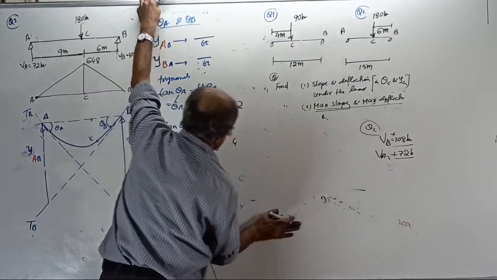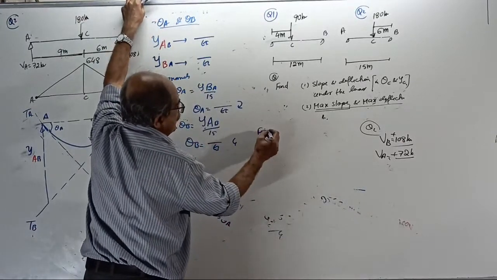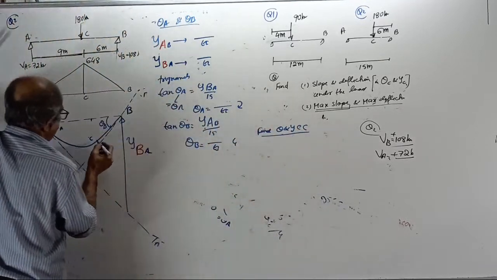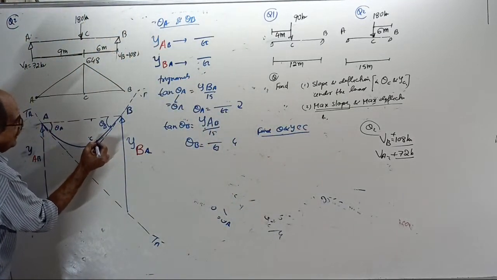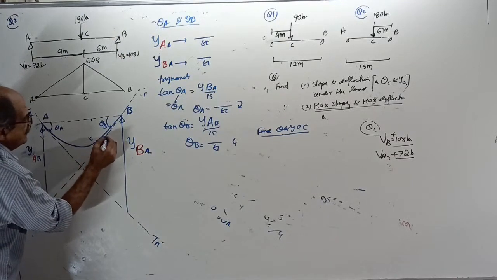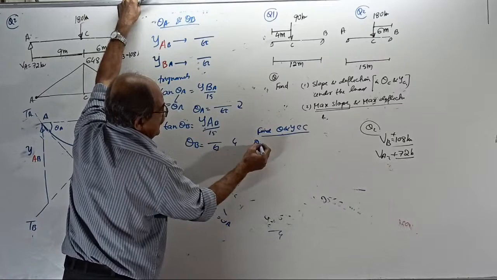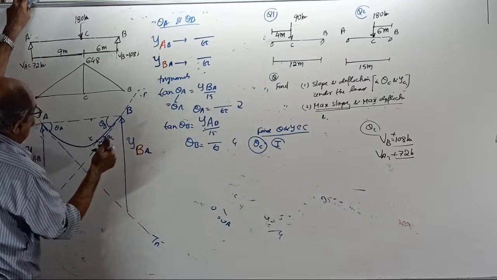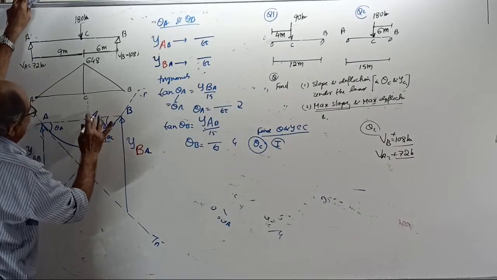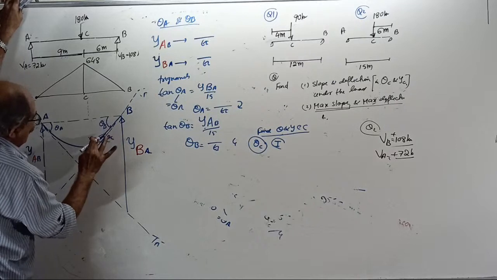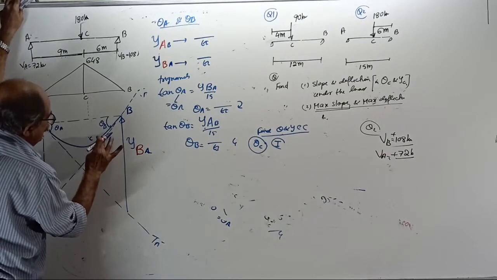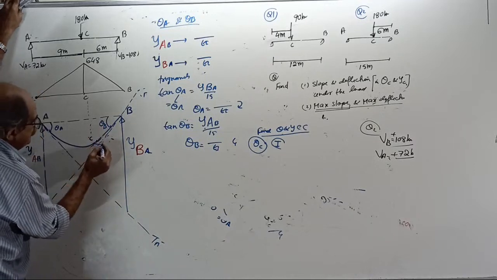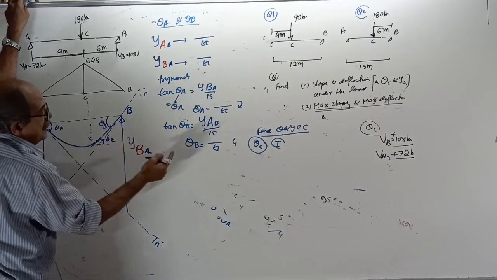Then find what? Slope and deflection at C. Mark theta C. Draw a line here and adjust it. Okay. Theta C. To find theta C, apply the first theorem. Oh, this point should have come a little to this side. Okay, no problem. Theta C. Apply the first theorem.